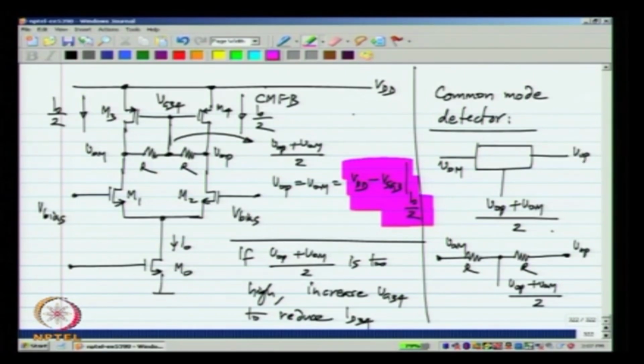Now, this is nothing but the output common mode voltage VOCM. In this particular circuit, we did not provide a VOCM from outside, it is built into the constants of the MOS transistor. So, once you have the threshold voltage and the current factor and the current values, you can calculate the output common mode voltage.